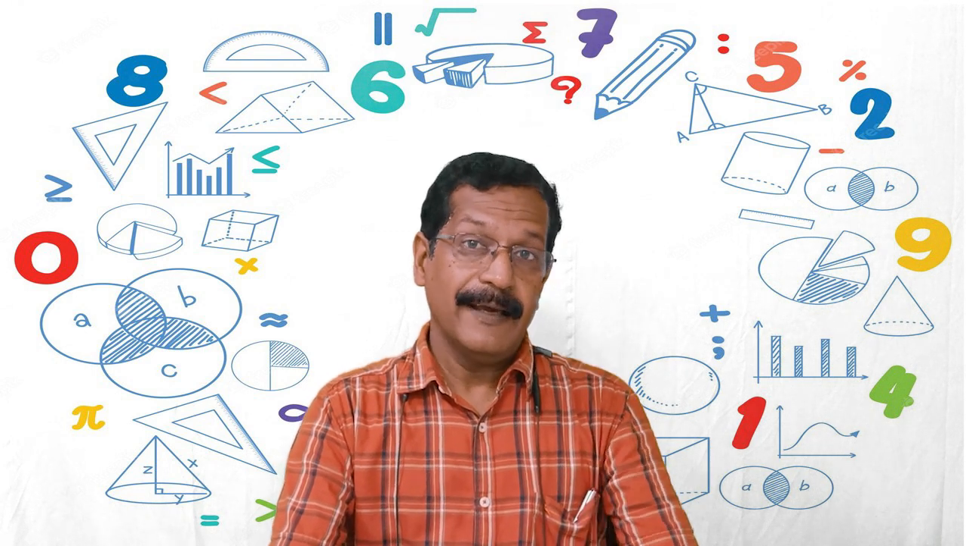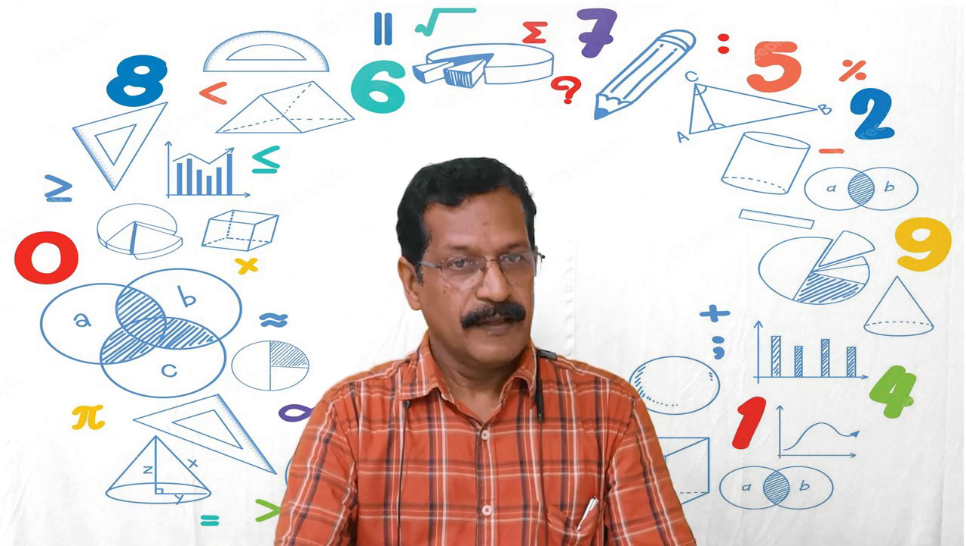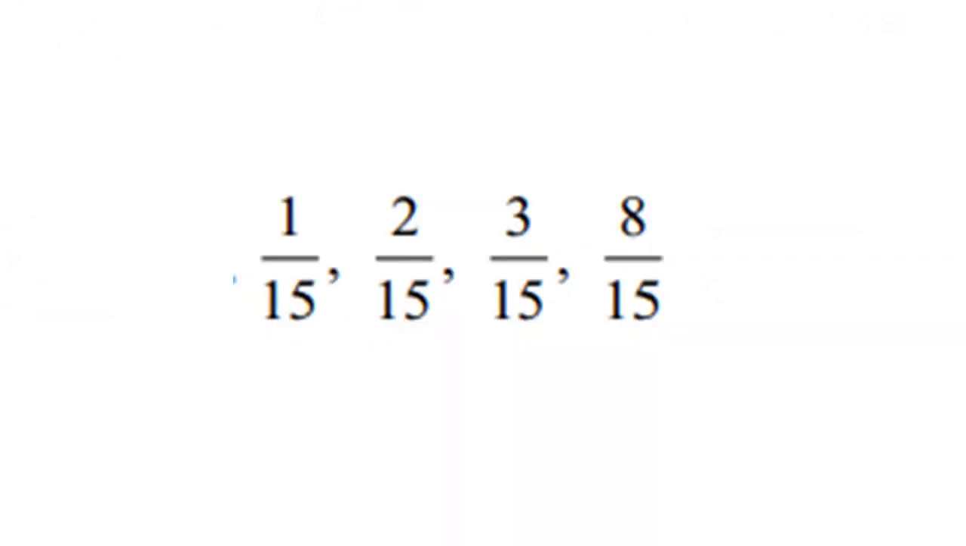Now let us discuss like fractions. Fractions with the same denominators are called like fractions. Example, 1 by 50, 2 by 50, 3 by 50, 8 by 50, etc. are all like fractions. See, the denominators are all 50.